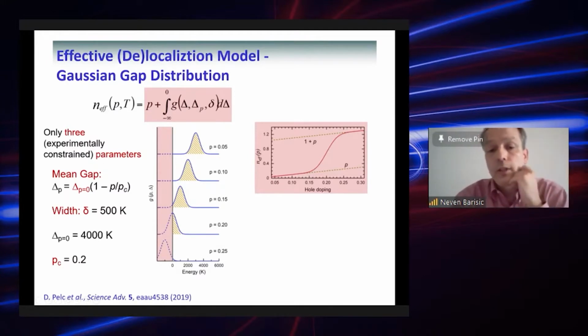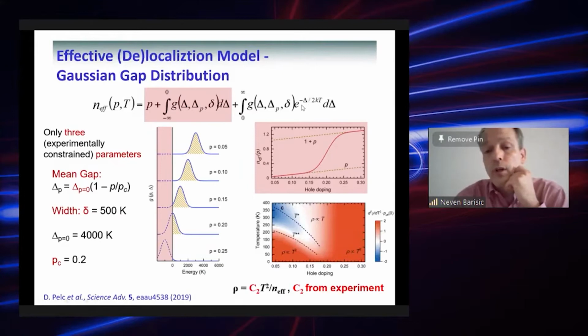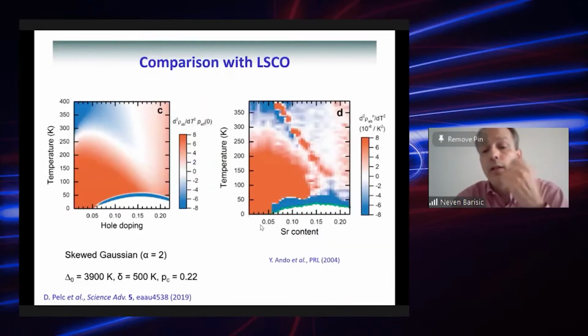And then if you want to add the temperature, we just need to excite over a gap. So this is excitation over a gap, but now the integral goes from zero to infinity. And since we know m star over tau from the cotangent Hall angle, we can calculate the resistivity. We present the calculated resistivity by a contour plot. Why? Because we can easily then compare it to the very well-known data measured in 2004 by Ando. So this is coming out from the model. This is coming out from the measurement.